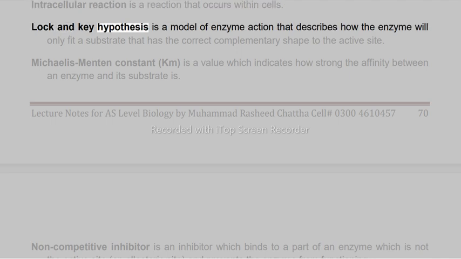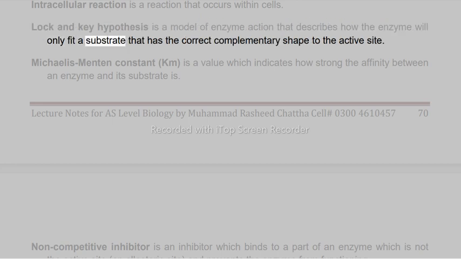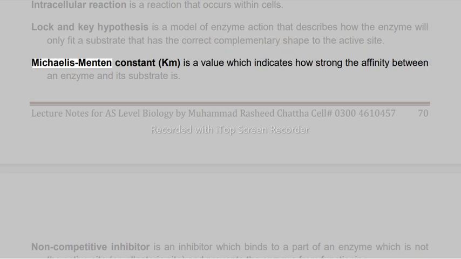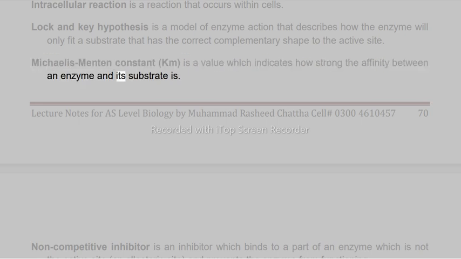Lock and key hypothesis is a model of enzyme action that describes how the enzyme will only fit a substrate that has the correct complementary shape to the active site. Michaelis-Menten constant, Km, is a value which indicates how strong the affinity between an enzyme and its substrate is.